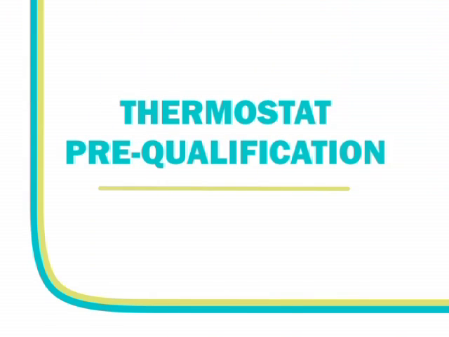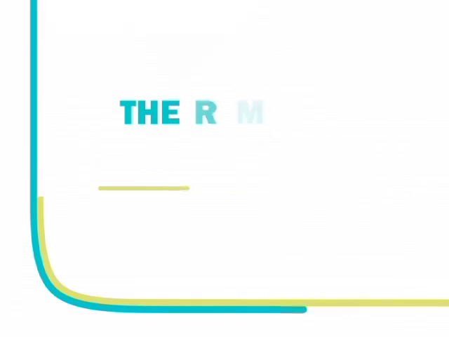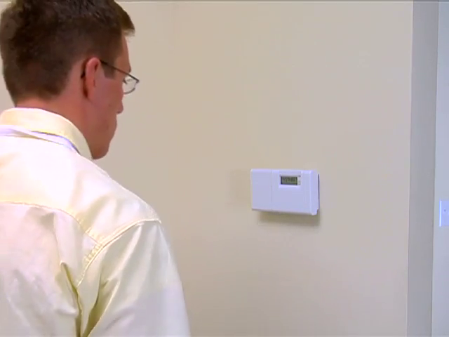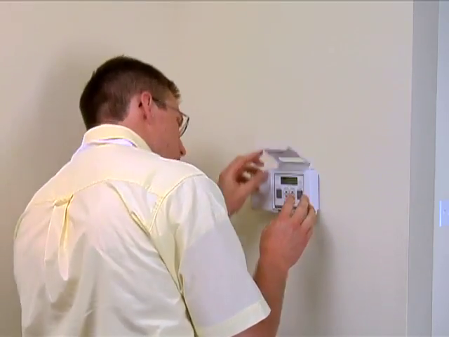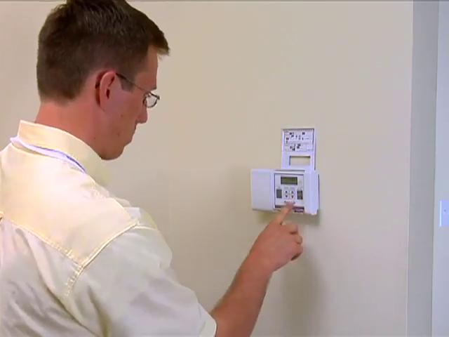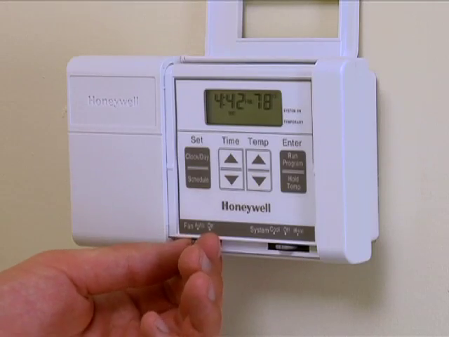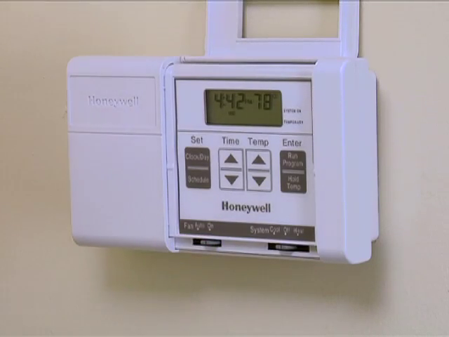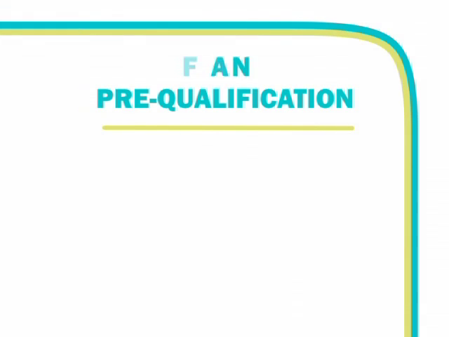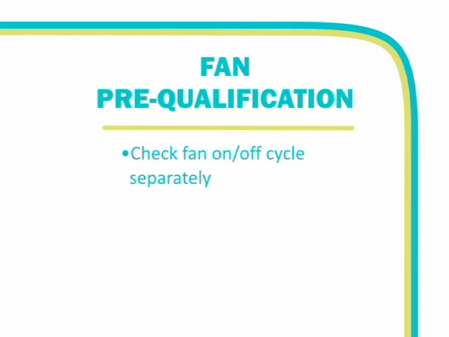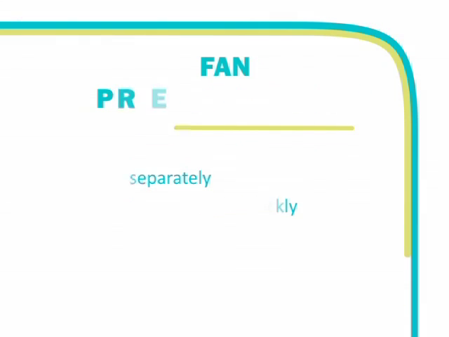Now let's take a look at the pre-qualification steps for installation of the smart thermostat. First, check that there is adequate clearance to mount the smart thermostat at the existing thermostat location. While at the thermostat, you will need to test the fan functions. Turn the fan on to ensure the fan is operating. If the system is currently heating or cooling, be sure to check the fan on-off cycle separately. Do not cycle through these settings quickly, as damage to the customer system could occur.